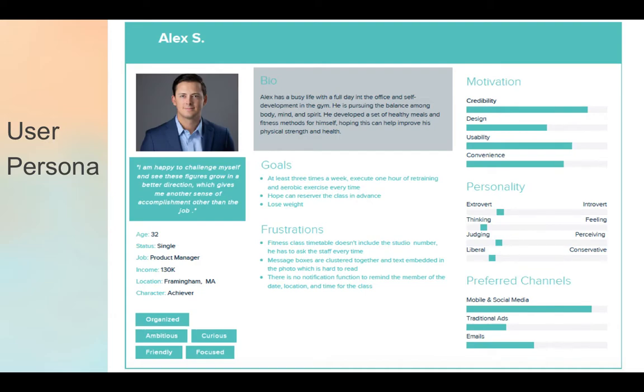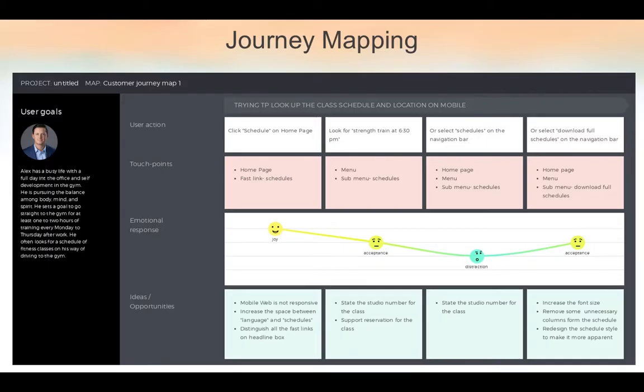His company is near Metro West YMCA, and based on the consideration of convenience, credibility, and budget, he goes to YMCA regularly to stay healthy. The most common scenario for him is that he checks the class timetable on his way driving to the gym. Since the web page is not responsive and all the information is arranged tightly, the user experience for him is not as satisfying. We can see his emotional response is negative after a series of actions.